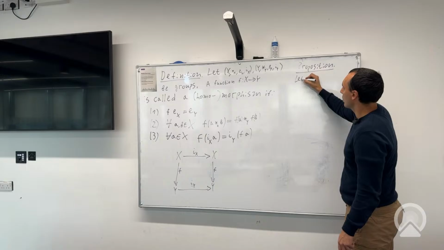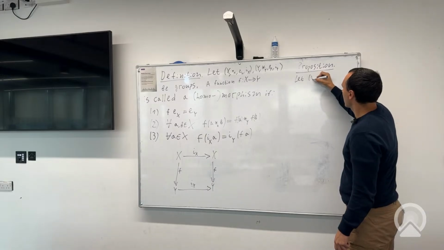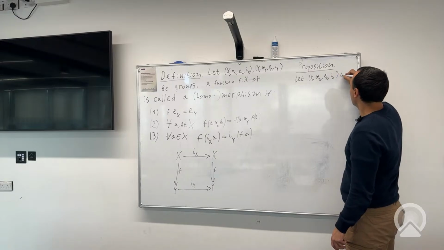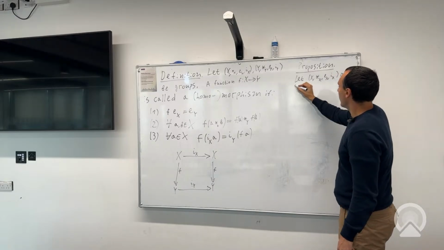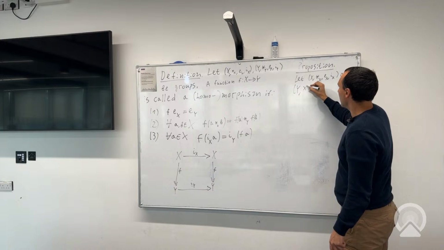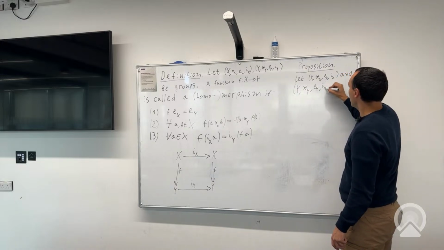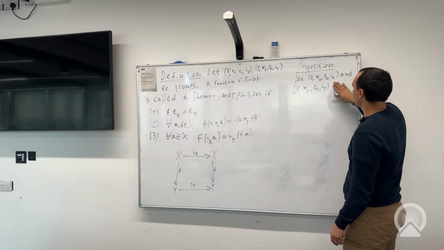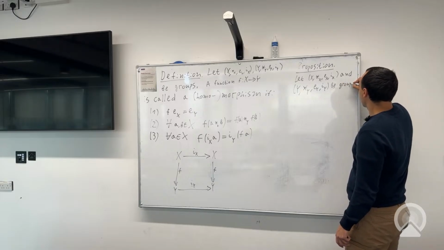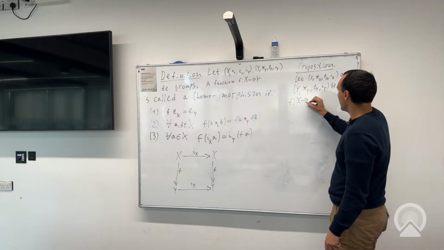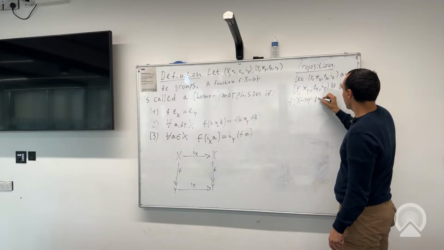So we have two groups, X and Y, and f from X to Y is a homomorphism.